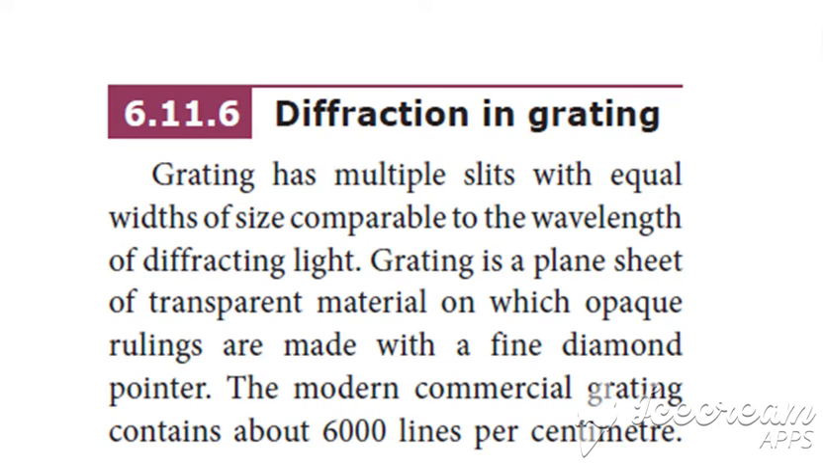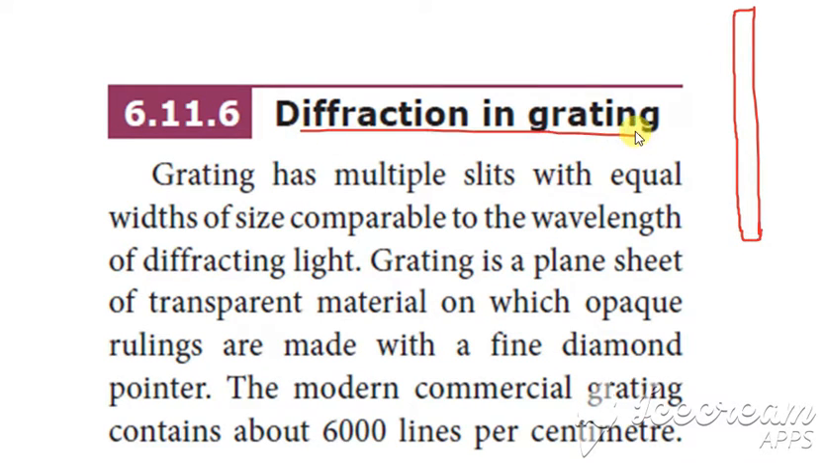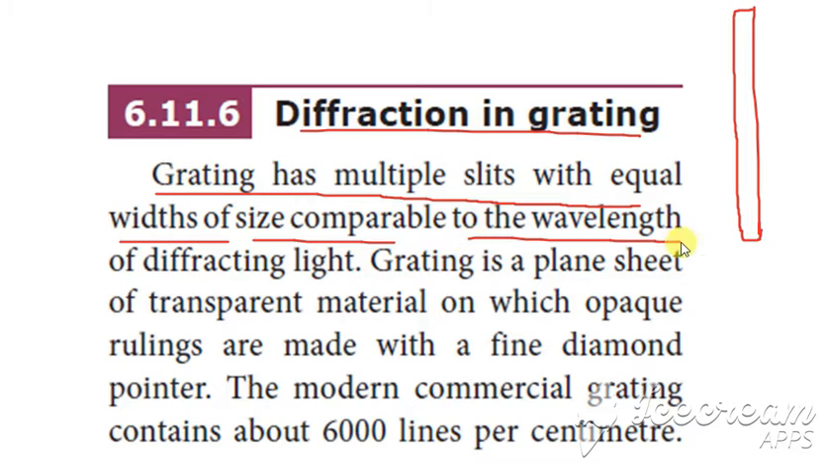Hey students, the next topic we are going to see is diffraction in a grating. We are going to consider the grating and how the diffraction takes place. First, the grating has multiple slits of equal width, of a size comparable to the wavelength of the diffracting light. So when you see this grating, it has equal widths and multiple slits, and that width is comparable to the wavelength of the light being used here.